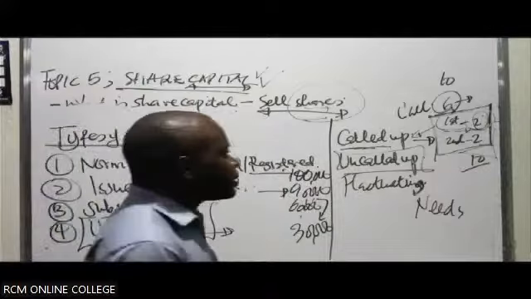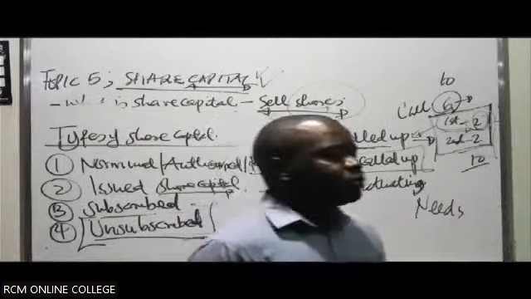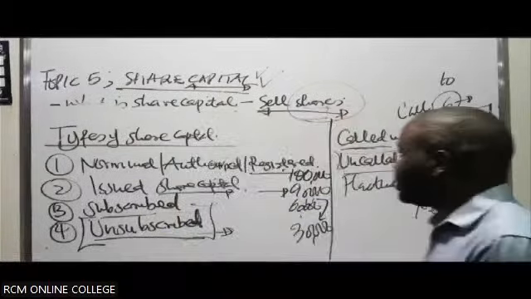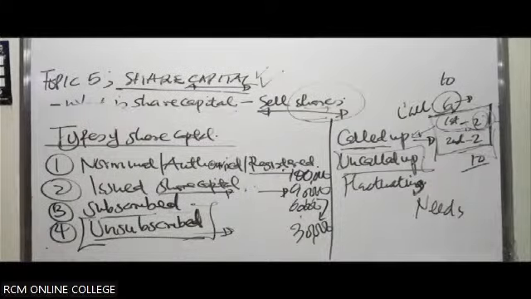That will be part of the reason why they can go for this kind of approach, whereby on allotment you just pay part of the first value. Then when they make the first call, you make another portion of the first value payment. When they make the final call, you make the final payment on the shares, as a result of the capital needs of the company.